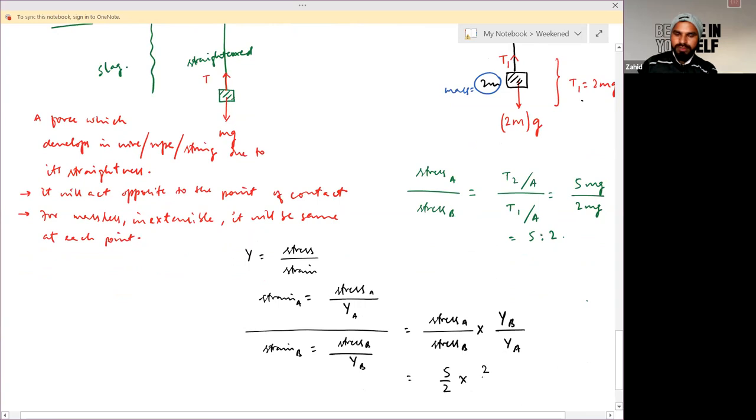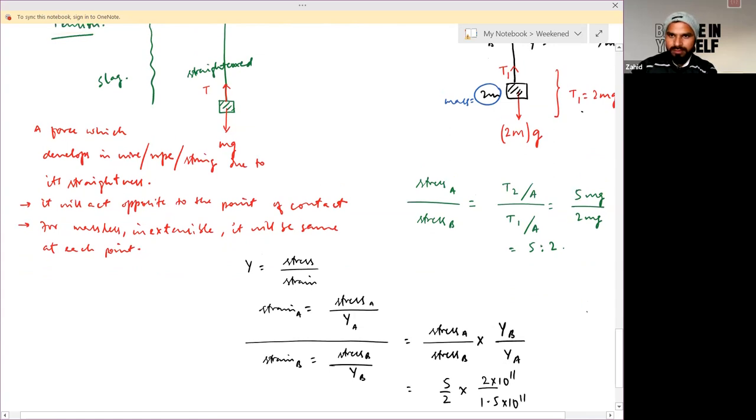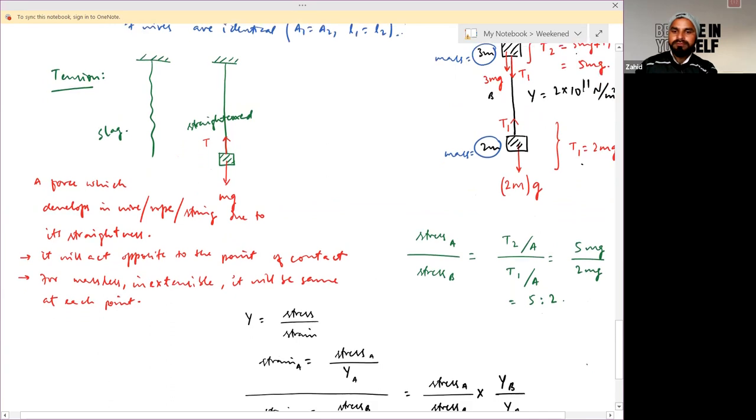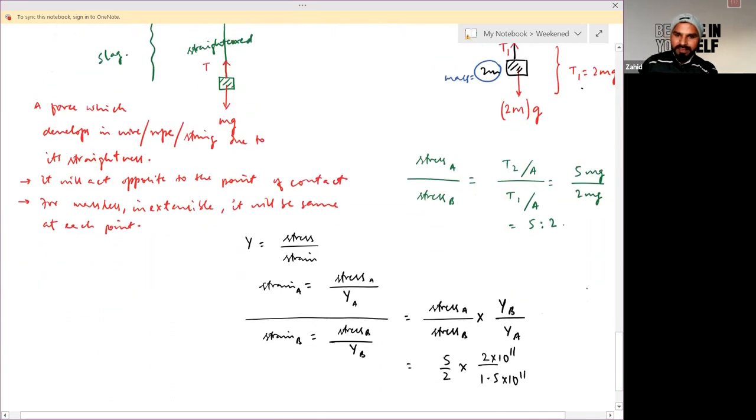So it will be 2 divided by 1.5 into 10 raised to power 11 into 10 raised to power 11. Now, if you simplify it, 2 and 2 will cancel out. 10 raised to power 11, 10 raised to power 11 will cancel out. If you remove this decimal, there will be 10, 5 into 2, and 5 into 3. So you will get 10:3.